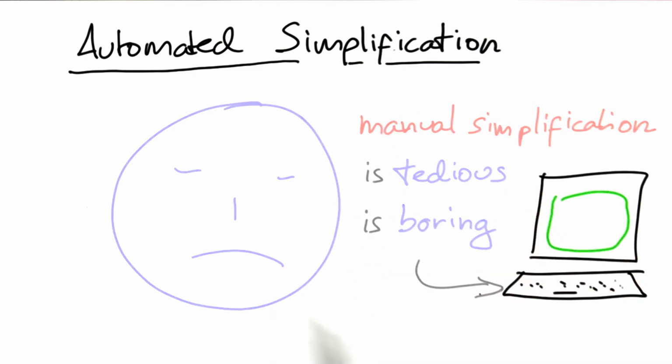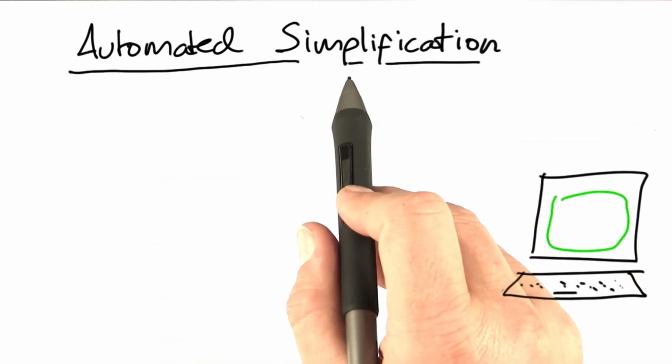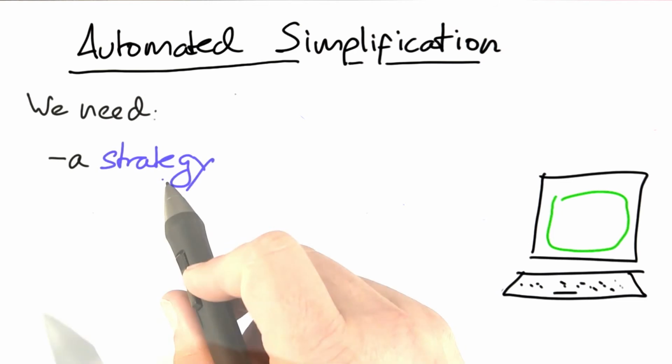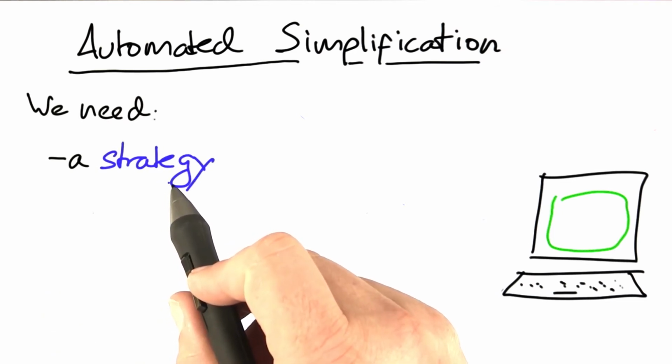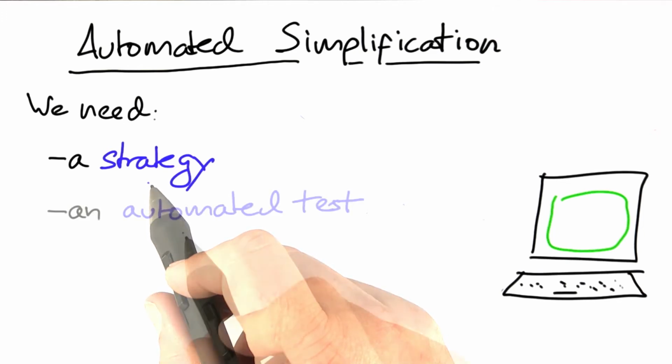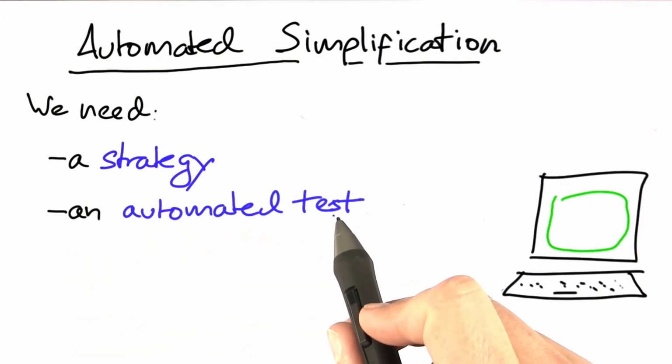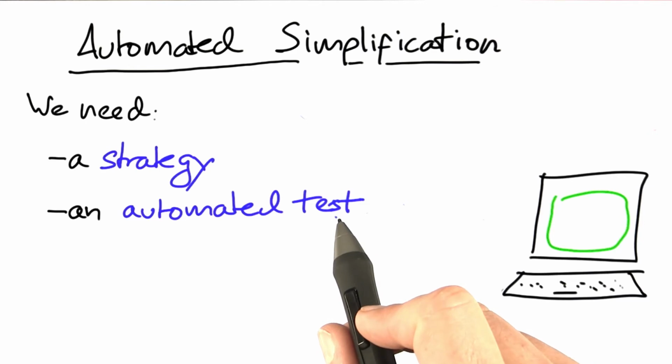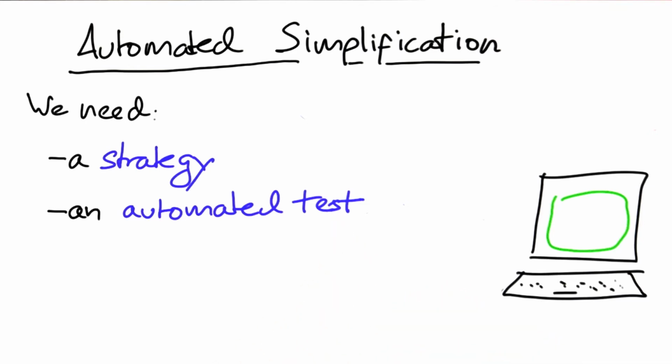Can we do that? For automated simplification, we need two ingredients. We need a strategy that does the simplification for us, basically that tells us how to simplify. And we need an automated test that checks whether our simplification succeeded or not. Let's first start with the automated test.